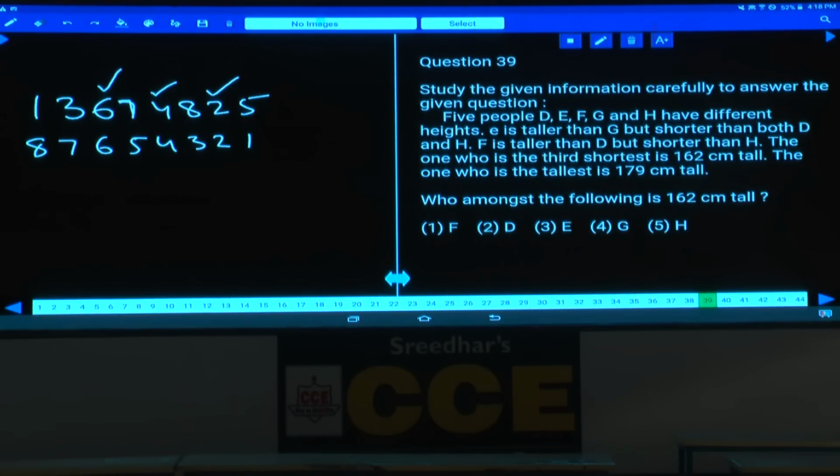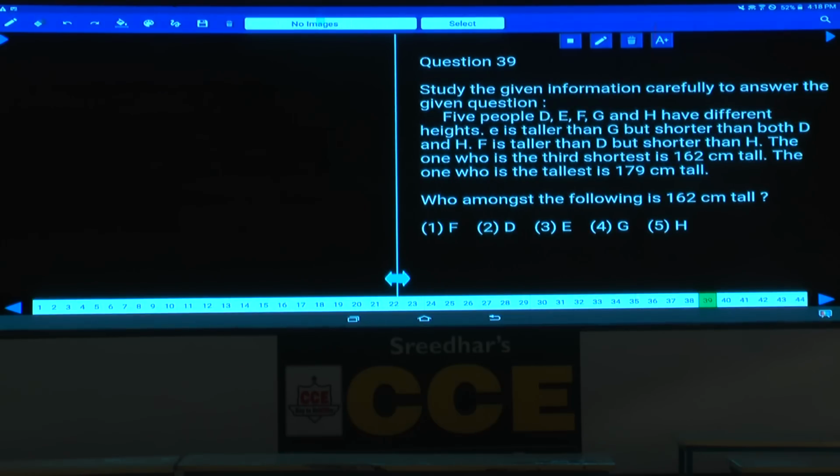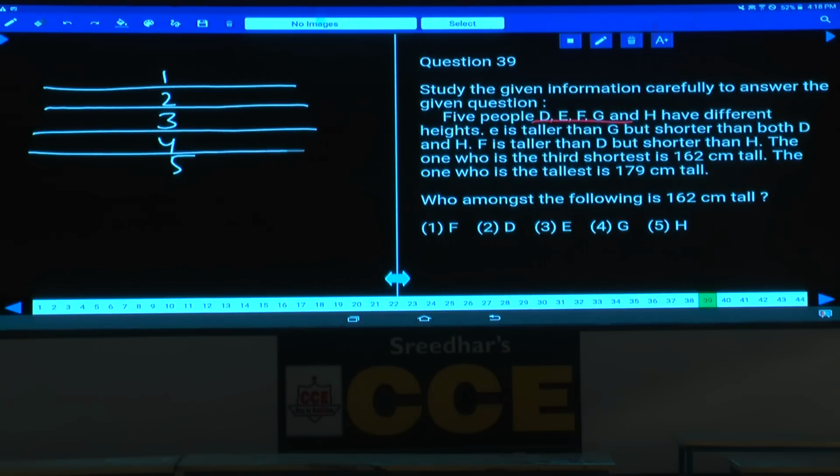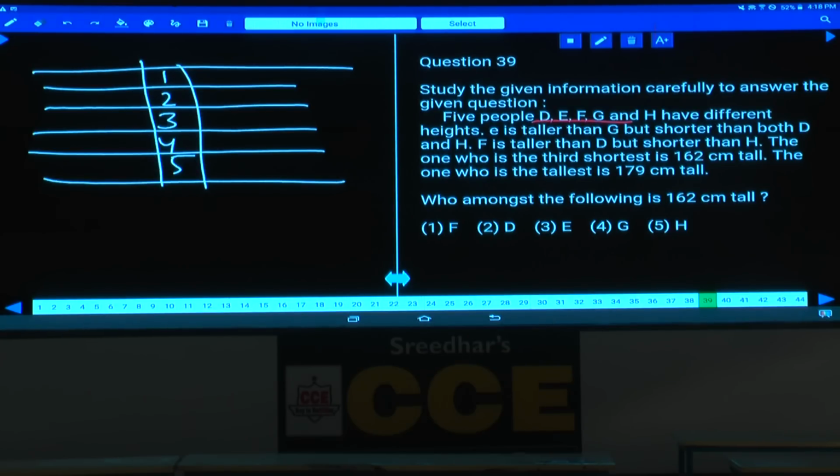Then question number 39 and 40, these two are based on comparisons, 2 questions based on this comparison. How many persons are there? 5 people, 1, 2, 3, 4 and 5. Now these 5 people are being compared in different heights. These 5 people are compared in height. Now we need to check out who is the tallest and who is the shortest.